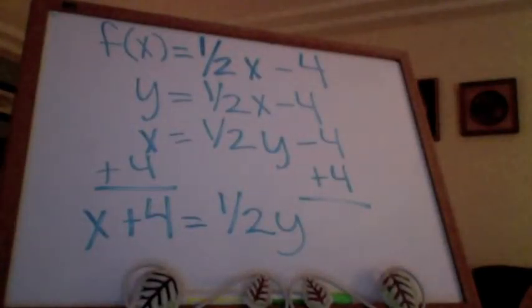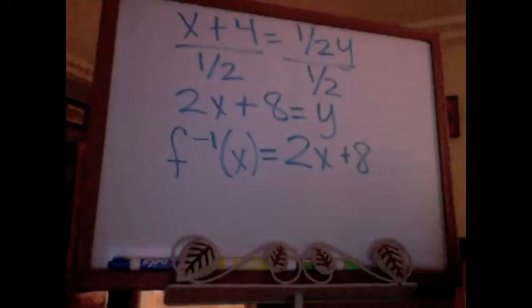f of x equals 1/2 x minus 4. First, replace f of x with y. Then, switch x and y. Solve for y by adding 4 to both sides. Divide both sides by 1/2. Next, replace y with f^-1 of x.